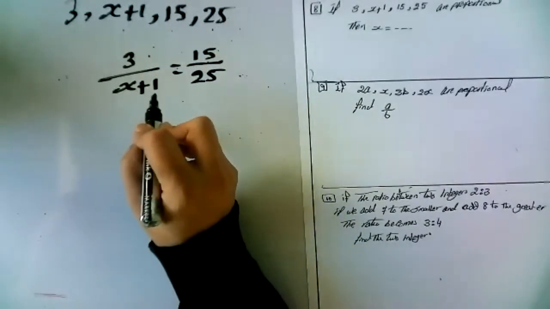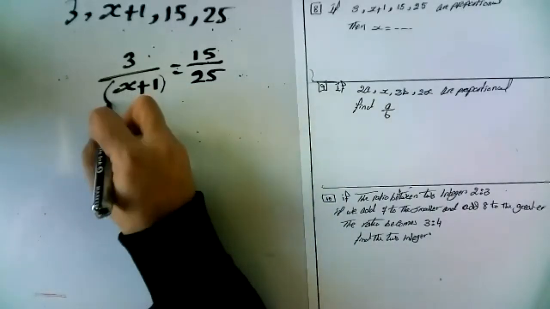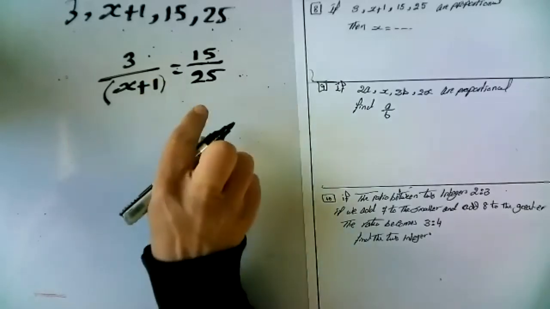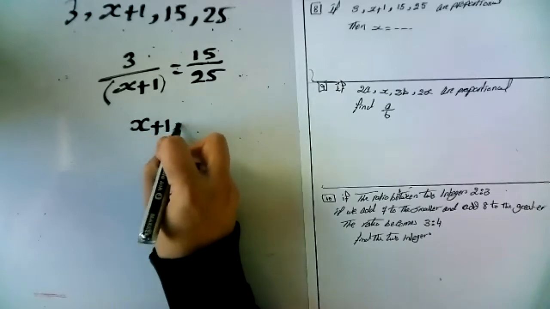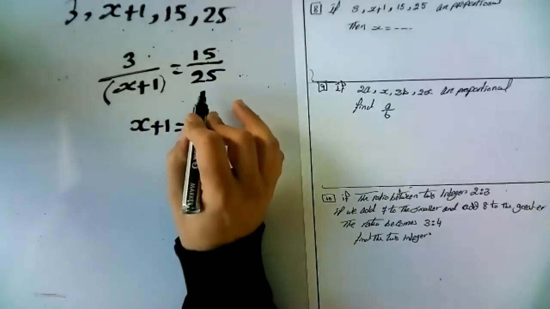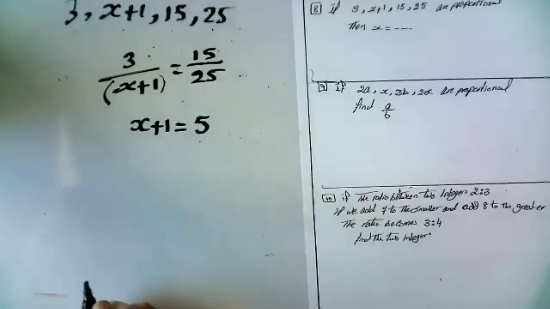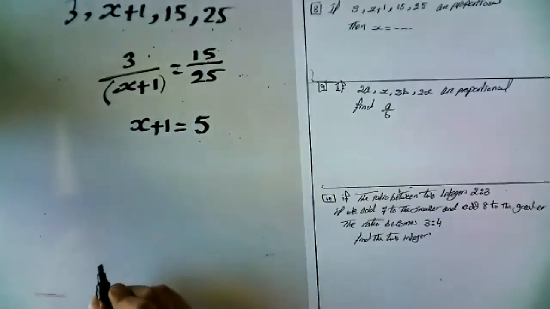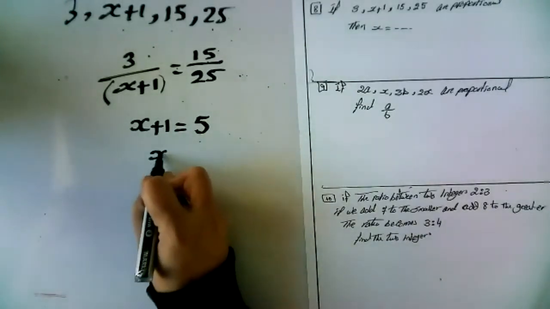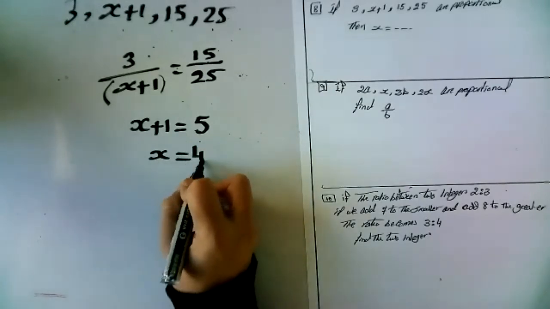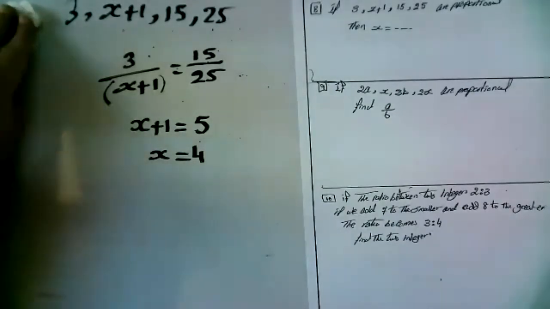Then, using cross multiplication, you will get the value of x plus 1. By crossing these numbers, x plus 1 equals 3 times 25 over 15, which is 5. Then x plus 1 equals 5, and the question is to get the value of x, then x equals 4. Okay, this is a simple question.